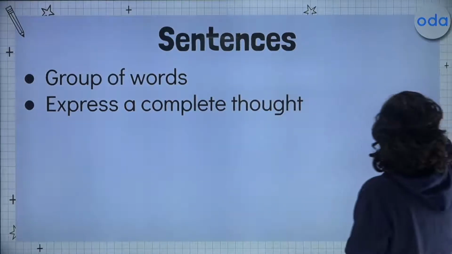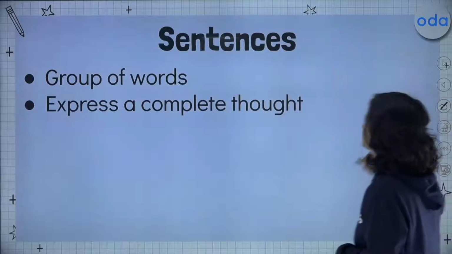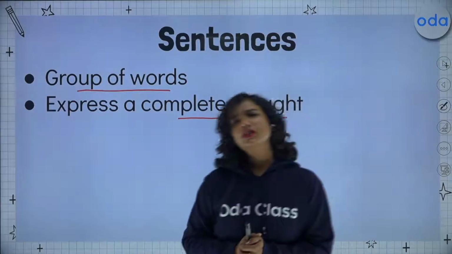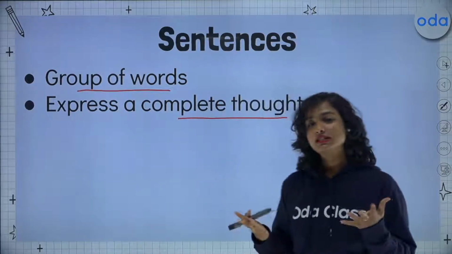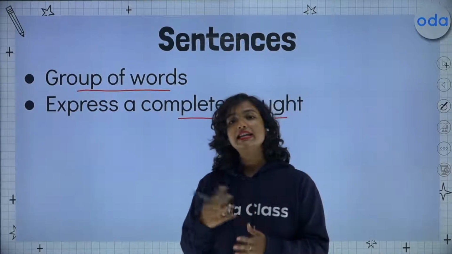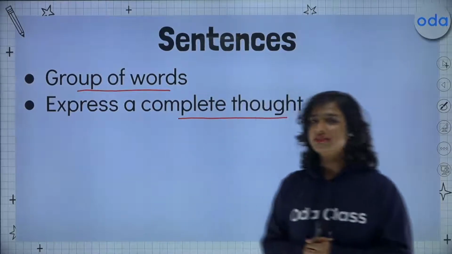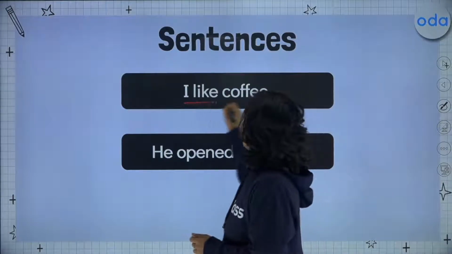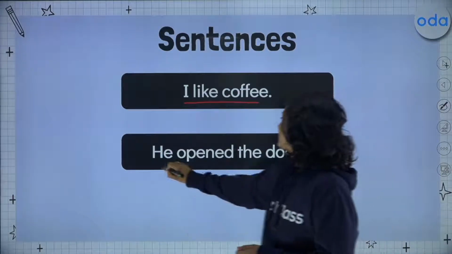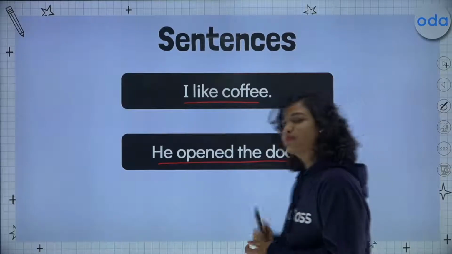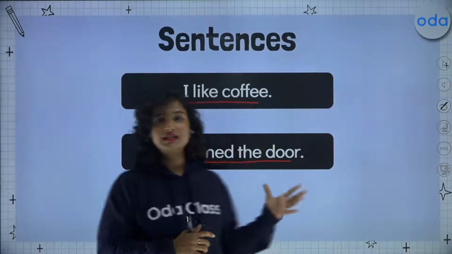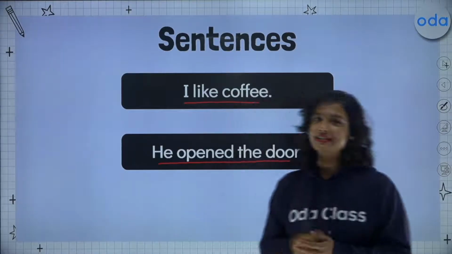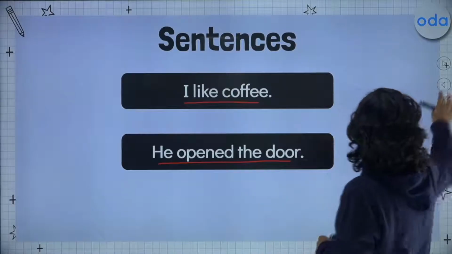So I'm sure you know this, students. A sentence is a group of words that expresses a complete thought. So what does that mean? It means that these words are put together in a way that they convey the entire meaning that needs to be conveyed. Let's take a few very simple examples. We have I like coffee, and we have he opened the door. So I'm sure you know that different words that are in this sentence have different meanings and also a different purpose in the sentence. So let's talk about these.